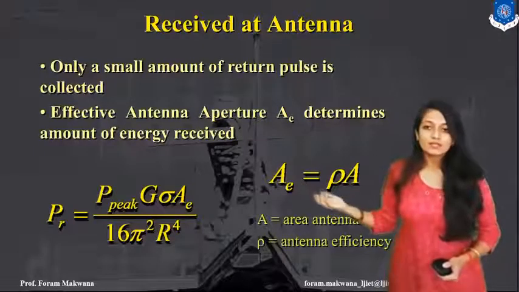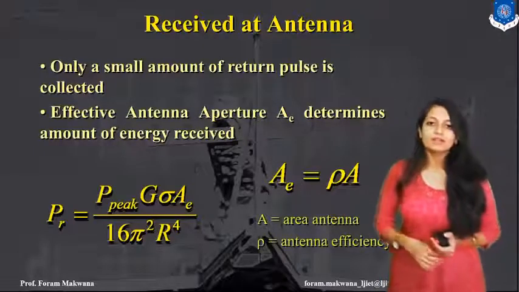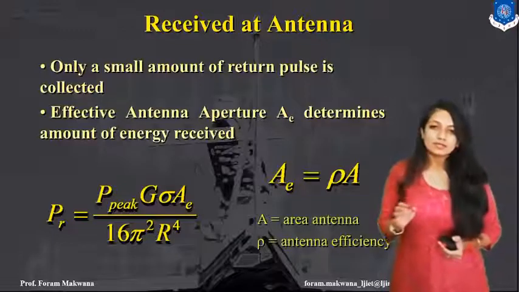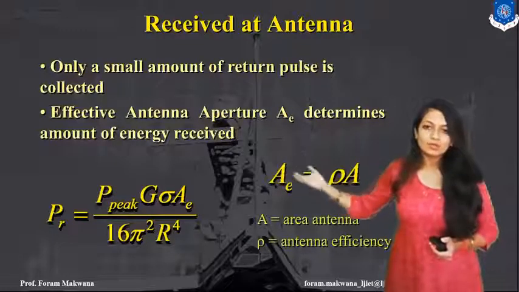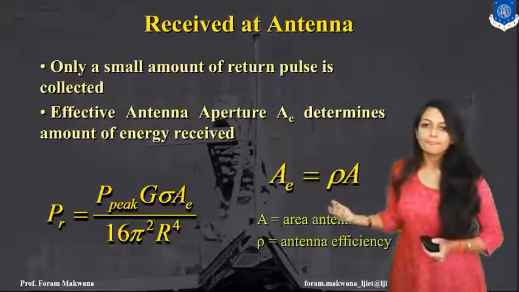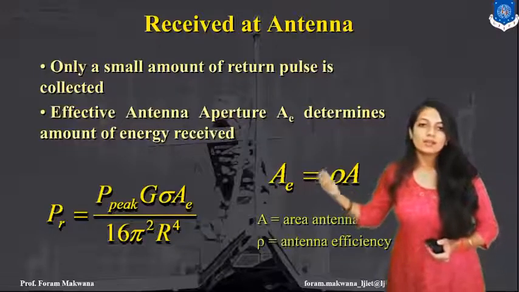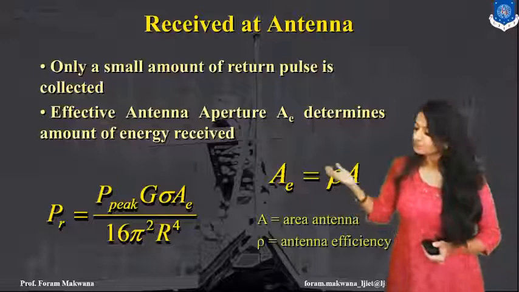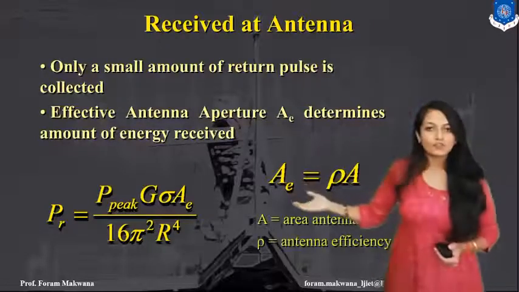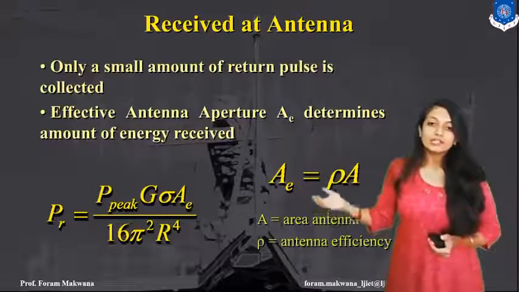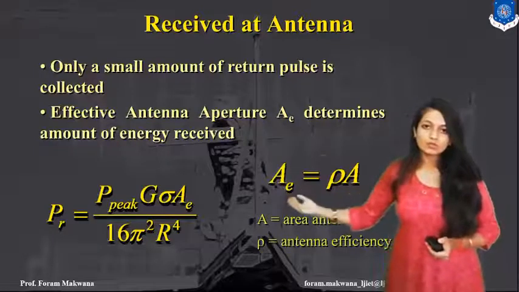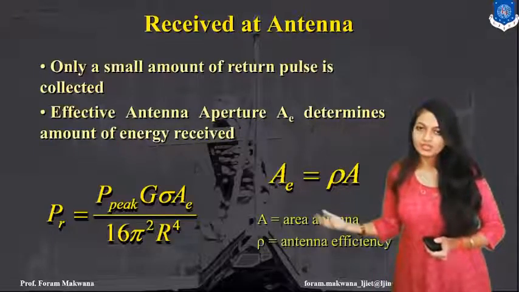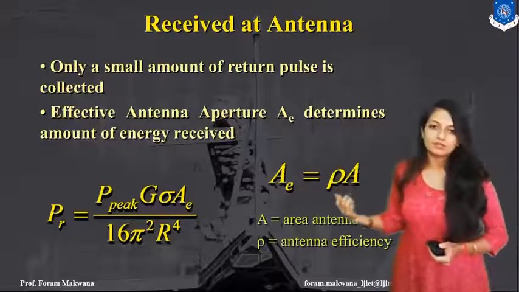Now AE stands for the effective aperture, which we have already discussed. The effective aperture AE is equal to rho into A. Rho is the aperture efficiency, and capital A is the physical aperture of the antenna. So the effective aperture is equal to aperture efficiency into physical aperture.